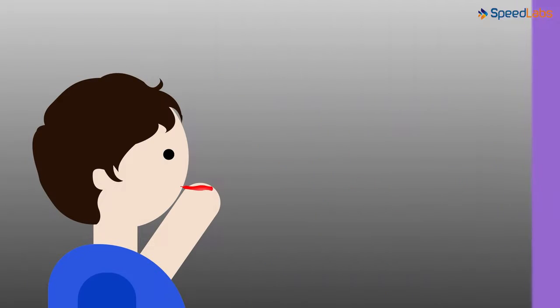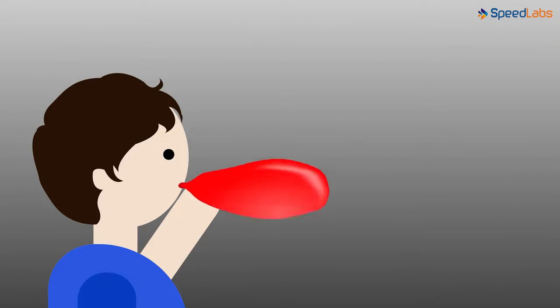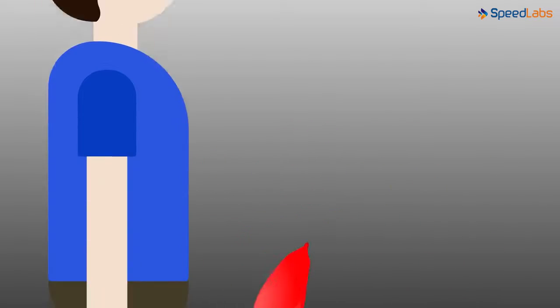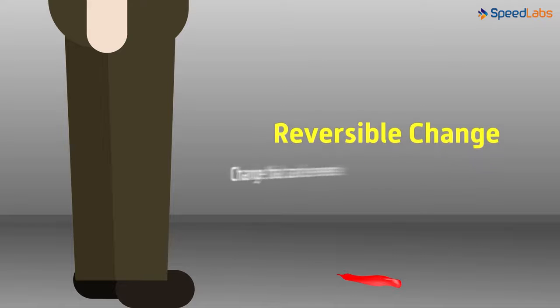What happens when we blow air into a balloon? It fills up completely with air. And what happens when you release it? All the air escapes, leaving the balloon in its original deflated shape and size. This is an example of reversible change.